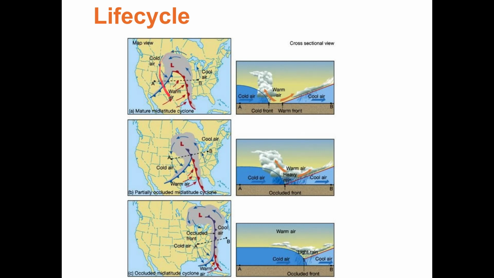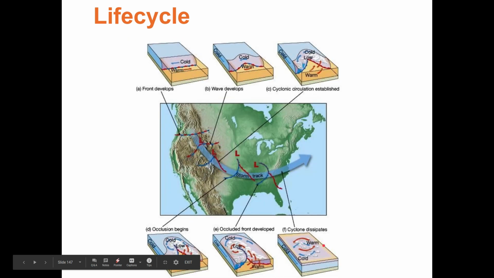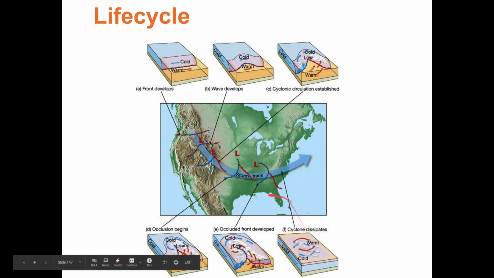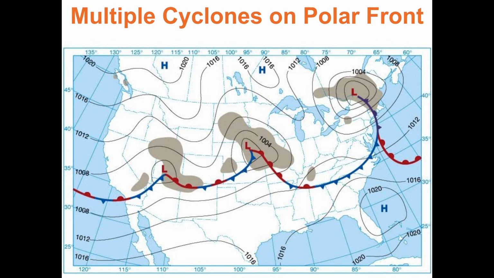With rotation, occlusion beginning, and then occlusion with the storm on its way to dissolving. Another diagram shows how a storm is going to work its way across the United States over the period of a couple days. You've got the warm air and the cold air, and then with the occlusion, everything gets backwards and it dissolves. Here we've got one storm over 3 days, or you've got multiple cyclones.